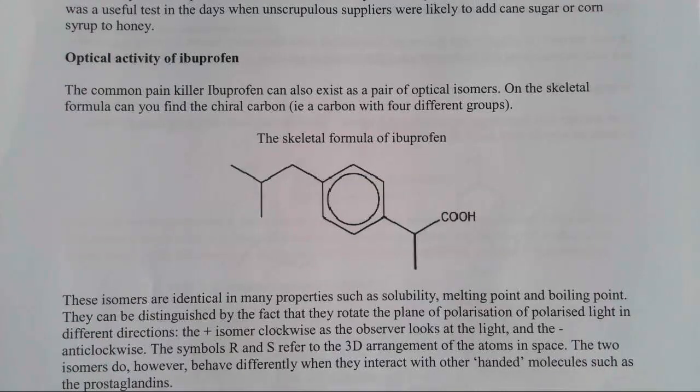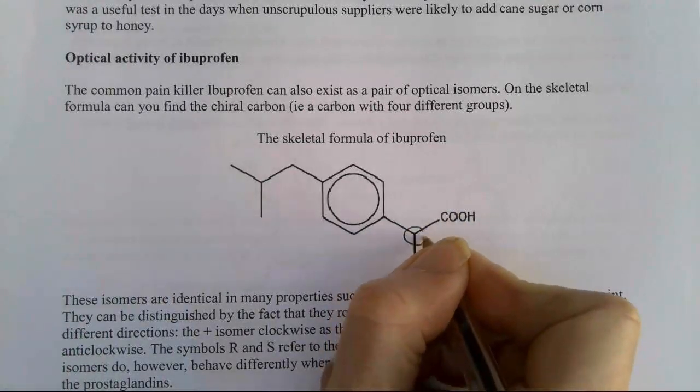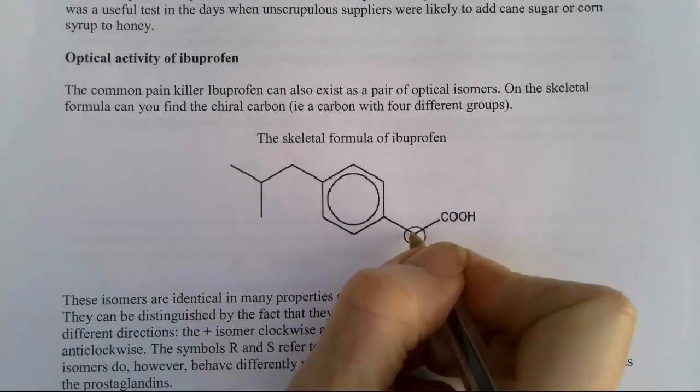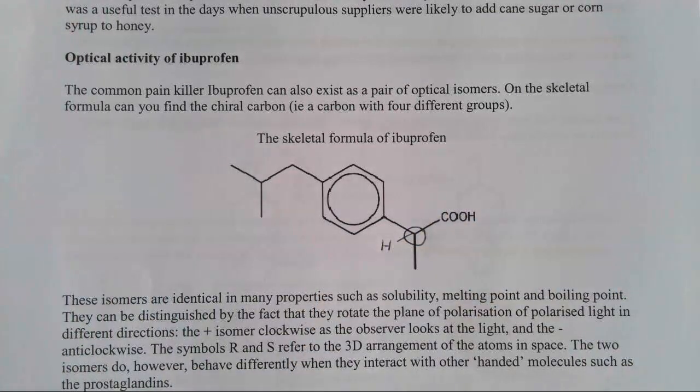Okay, so on page 7 you can read about 2 different activities. One is looking at honey and the optical rotations of natural sugars, and the second is looking at ibuprofen and its optical activity. Ibuprofen exists as a pair of optical isomers. On the skeletal molecule at the bottom, we have our chiral carbon, which is that carbon there. You've got to remember this is skeletal, so there'll be a hydrogen there as well. So I have 1, 2, 3, 4 different groups. So I have an optical isomer. So I have 2 versions of ibuprofen. We call them R and S.